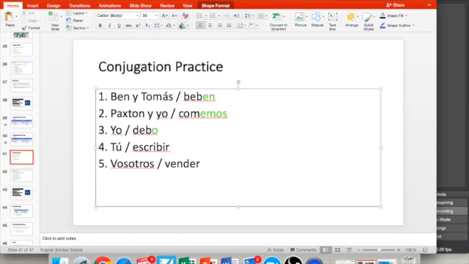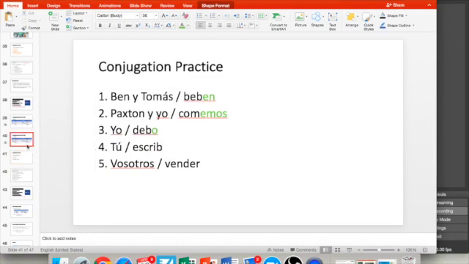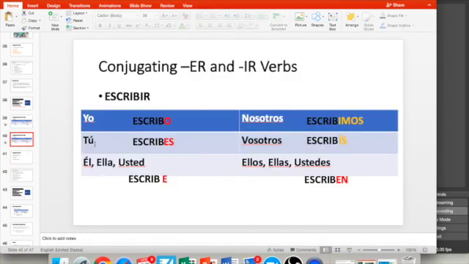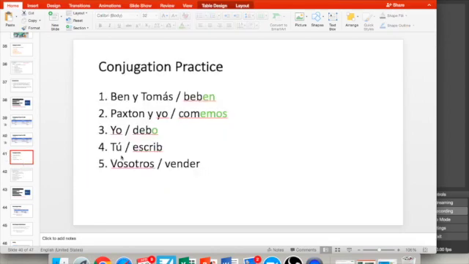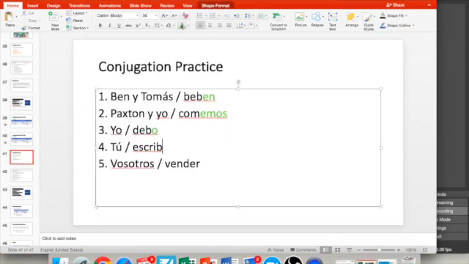In number 4, you're given the verb escribir, to write again. Escribir is an IR verb, so we're going to chop off our IR. Tú is our subject. If we go back to our IR verb endings, the tú form of escribir here should be escribes. So we'll throw on our es ending, escribes.